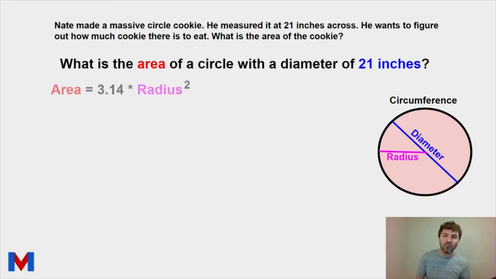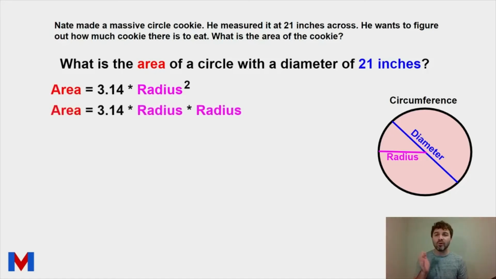So let's look at our formula again. Area is pi, 3.14, times radius squared, or 3.14 times radius. But we don't have the radius to use. We have that distance all the way across, we have that diameter. That means we need to convert the diameter to a radius so that we can use our formula.